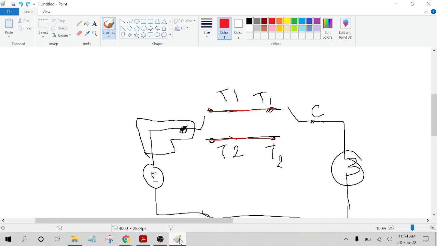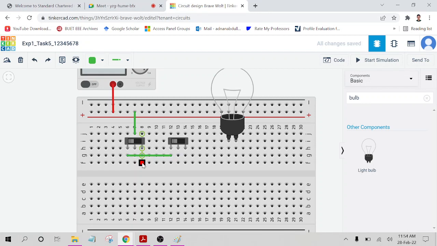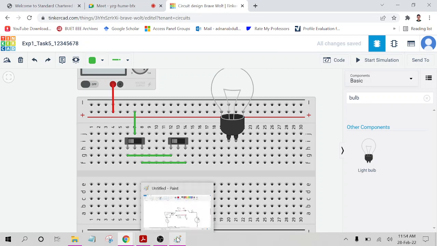So terminal 1, both terminal 1s are connected and both terminal 2s are connected. Please be careful about your column. You should not connect the common terminal to terminal 1 or something like that. Is everyone done? Both the terminal 1s are connected, both the terminal 2s are connected.